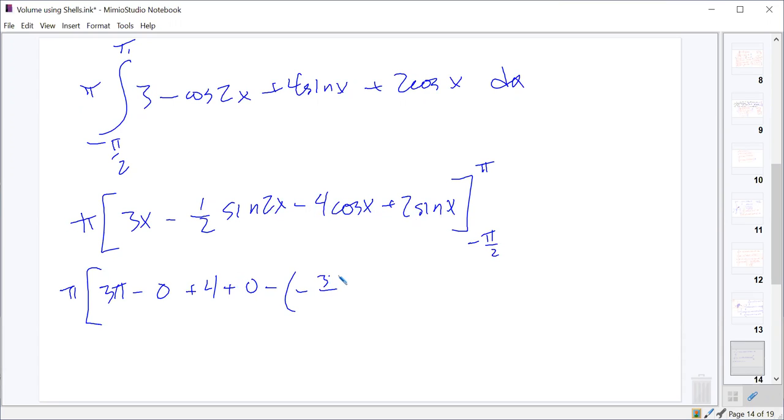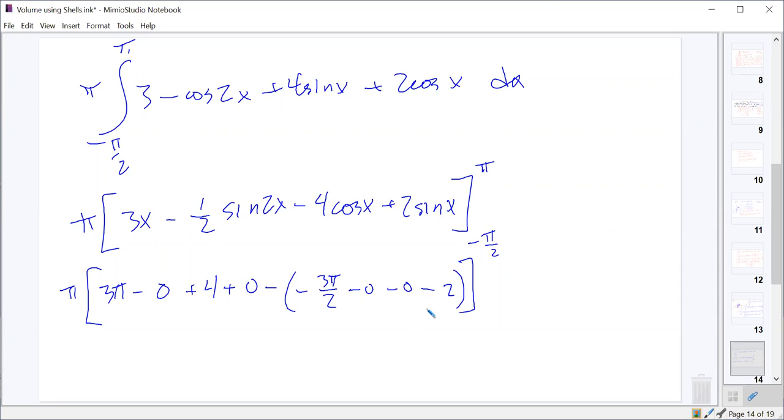And then we got minus. We got a negative 3 pi over 2. And then we've got, let's see, the sine of negative pi is 0. So minus 0. The cosine of negative pi over 2 is 0. So that's another 0. And then the sine of negative pi over 2 is negative 1. So this becomes a minus 2 there at the end.